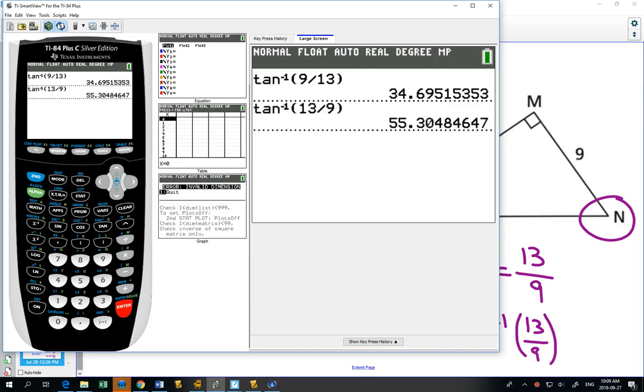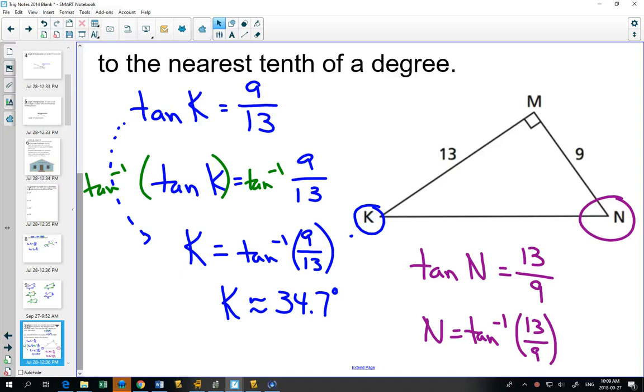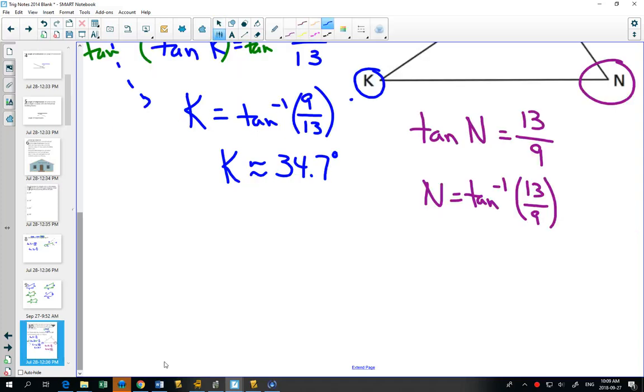And I get 55.3 degrees. Remember the degrees sign. So I could use the definition of tan to find angle N as well. Can you see another way that you could have found angle N using math you've learned in the past?